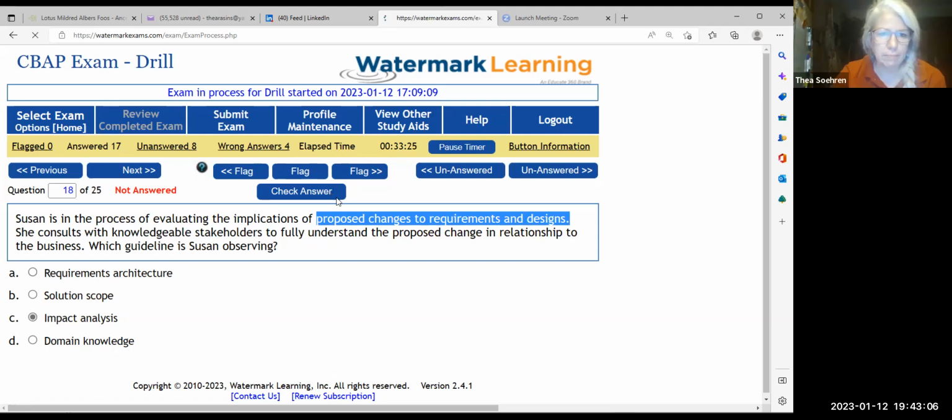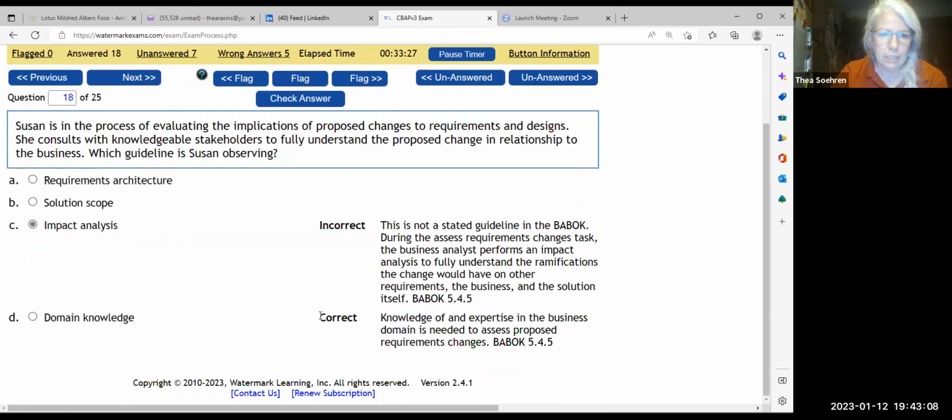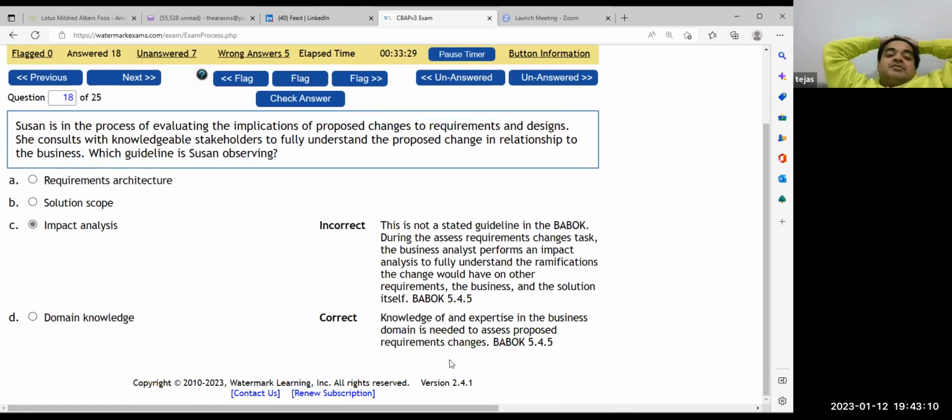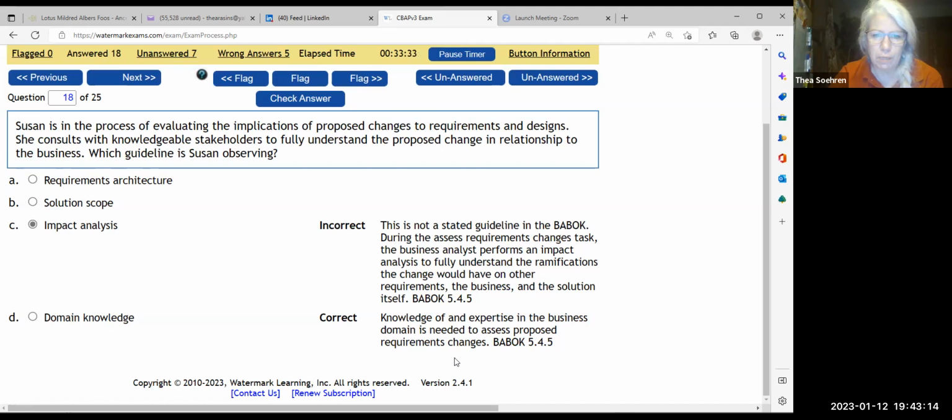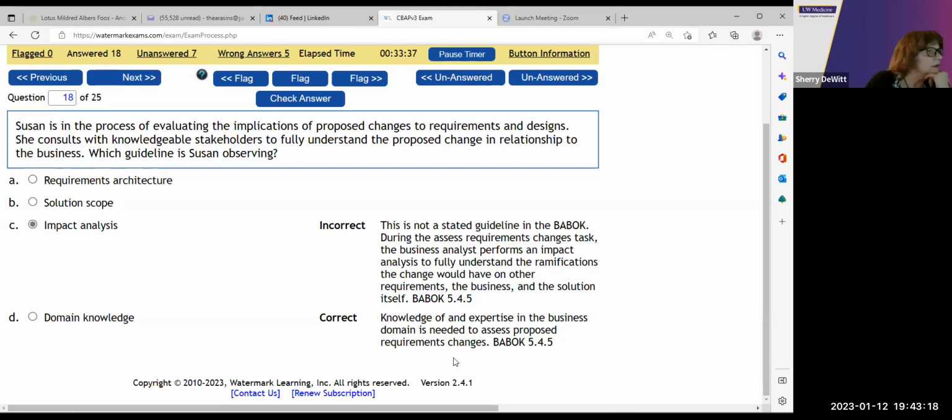Okay, let's check it. It is domain knowledge. Domain knowledge of and expertise in the business domain is needed to assess proposed requirements change. Domain knowledge.